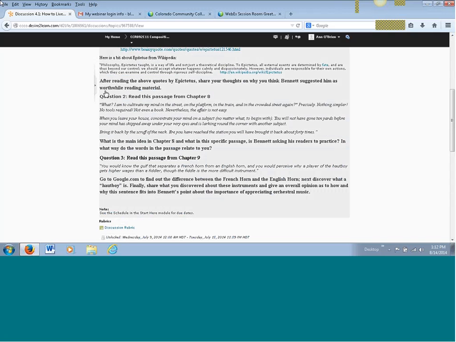The second question related to a passage from chapter 8, which I found very challenging and very English and very old. So I wanted them to really look into that passage and tell me what the main idea was, why he is selecting this particular passage as a way of asking his readers to practice, and then how the passage relates to them. And I don't believe anybody chose this. Maybe one person might have.